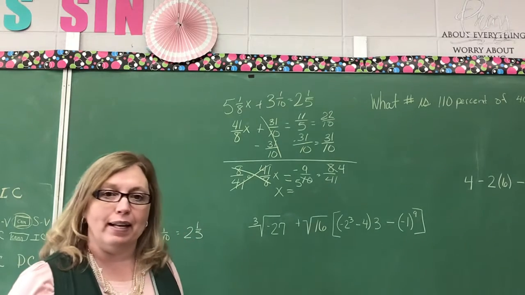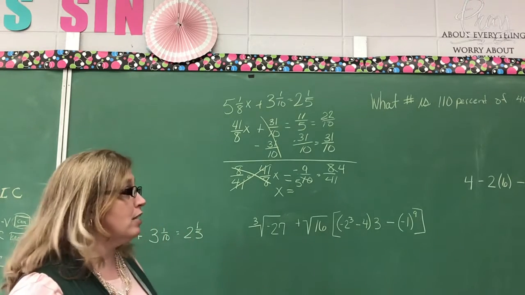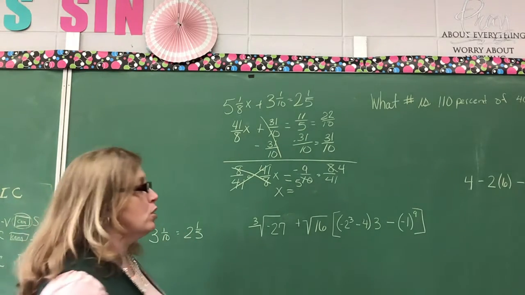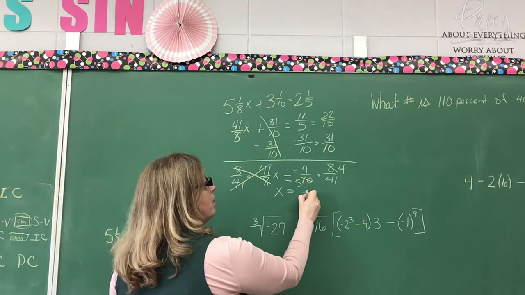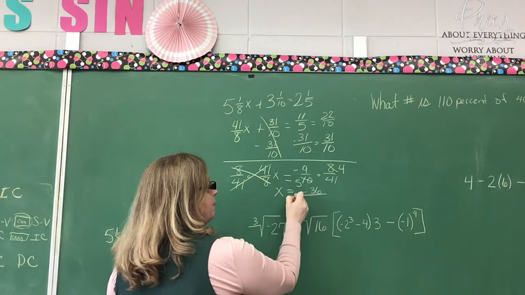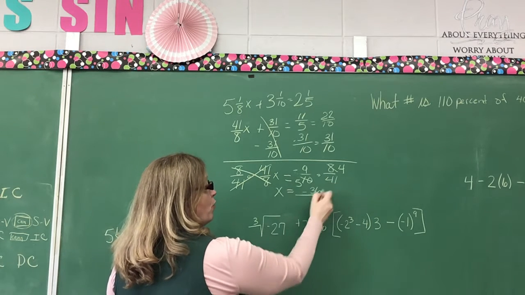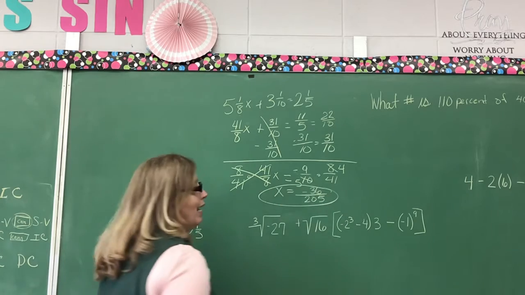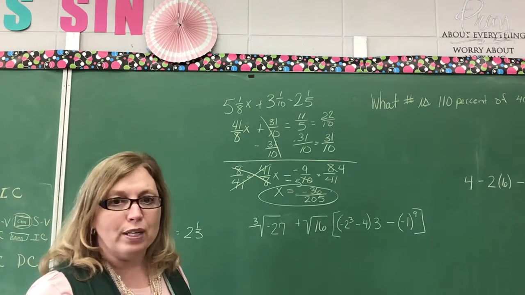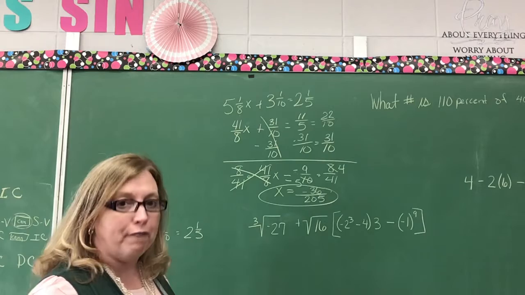Can I cancel anything else? I cannot cancel that 9 and the 41. So I just multiply. Negative 9 times 4 is a negative 36. 5 times 41 is 205. So my answer is x equals 36 over 205.